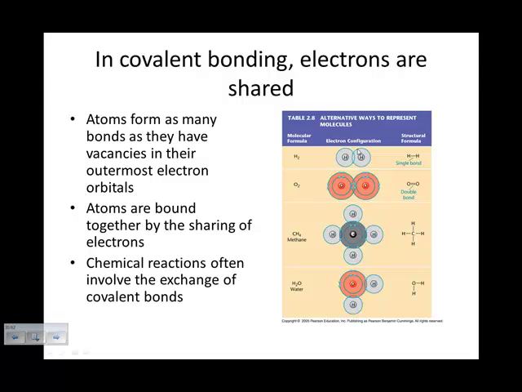Here's another one, methane, right? This is CH4, carbon with four hydrogens. Carbon has four electrons in its outer shell.